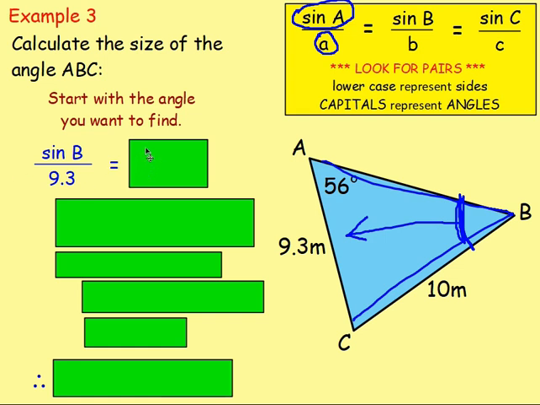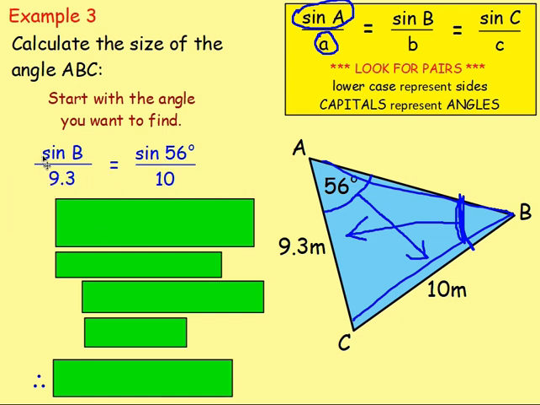That's going to be equal to, what will that be equal to, Joseph? Well, we need to look for another pair. Good, and what's another pair? The angle 56. Good, and the side 10 meters. Good, so what's going to go in the top? Well, the angle's going on top, and it's always sine of the angle. Good, so it'll be sine 56. Well done, Joseph. And we're dividing it by 10.